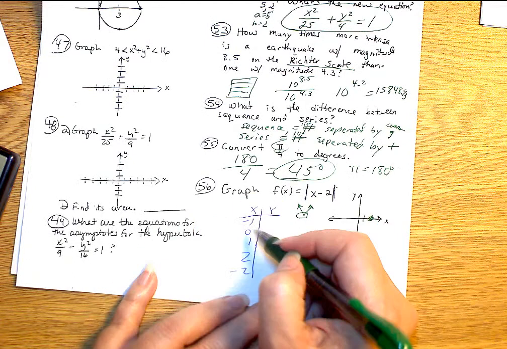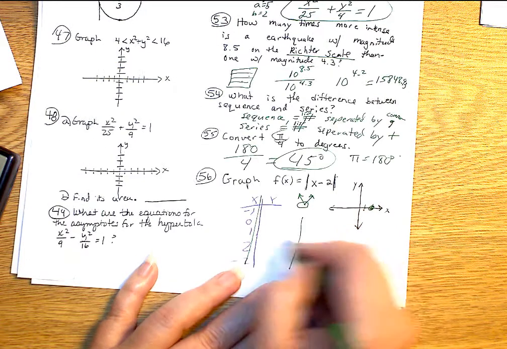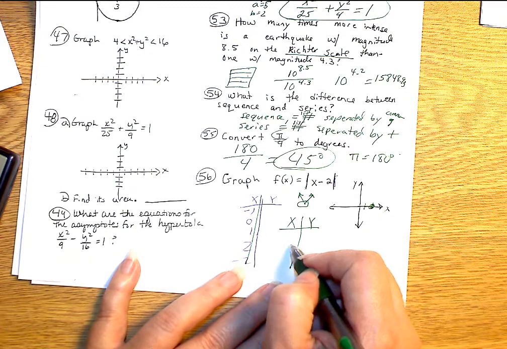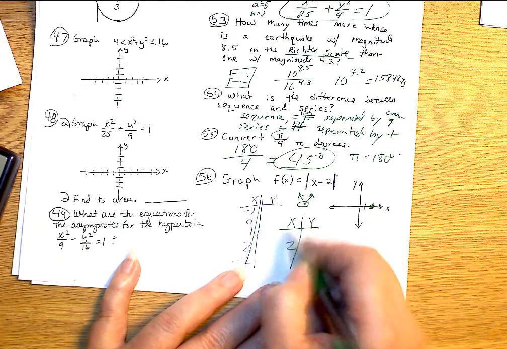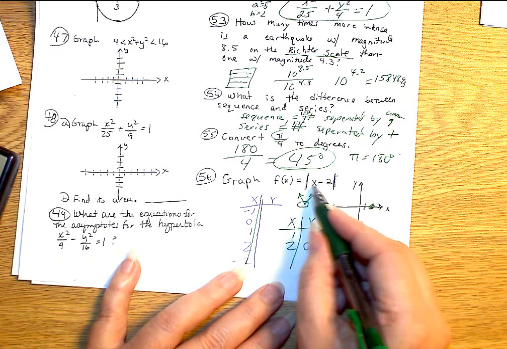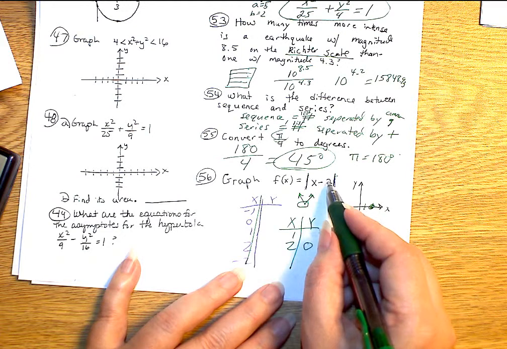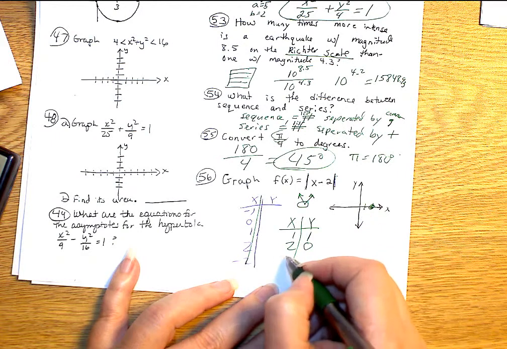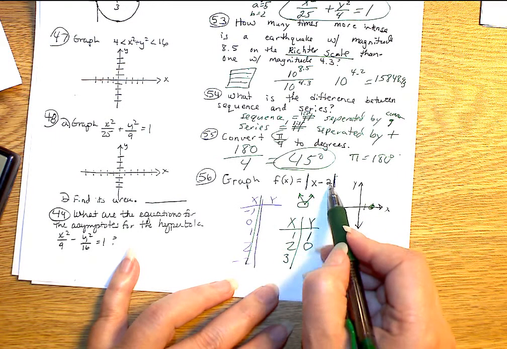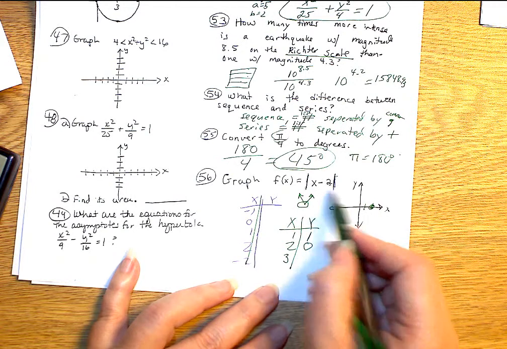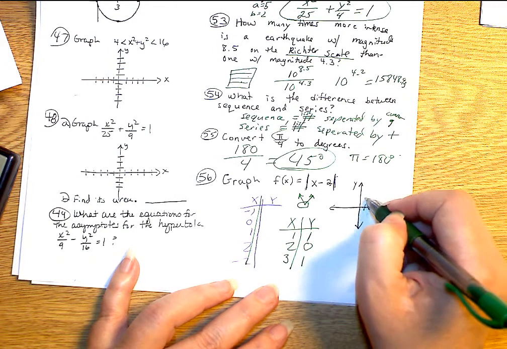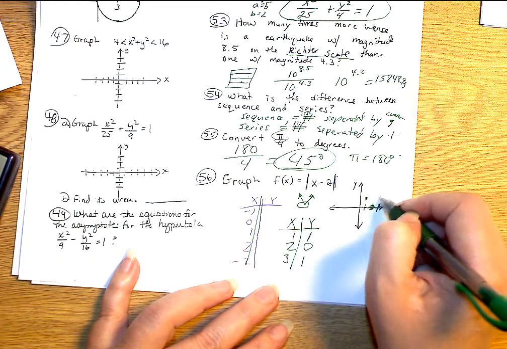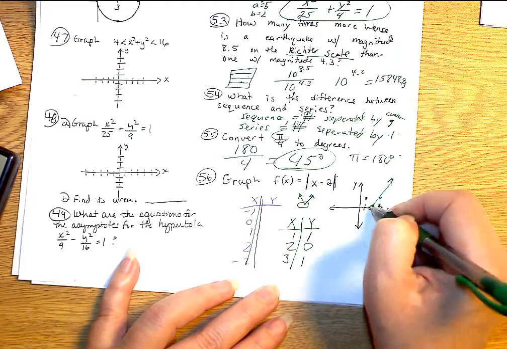So if I was only picking 3 points, I would pick the 2, which is 0, then I would pick 1, and I could go 1 minus 2, which gives me a -1. Absolute value of that is 1. Then I would pick 3. 3 minus 2 is 1. Absolute value is 1. So I would go 1, 1. And then I would go 1, 2, 3, 1. And make my V.